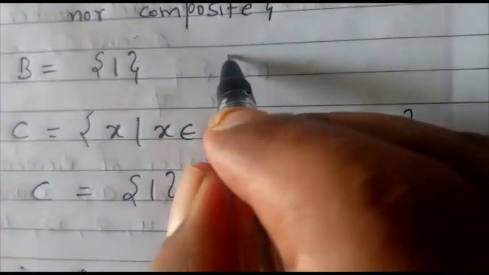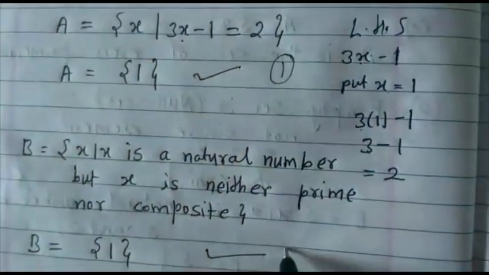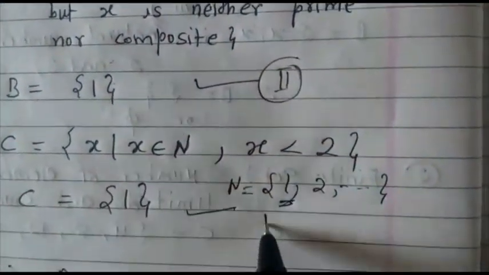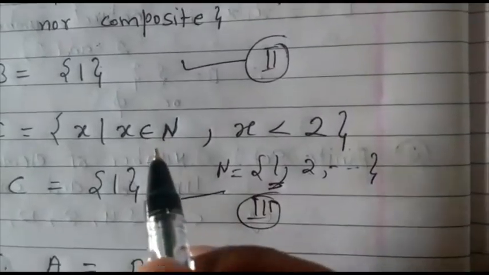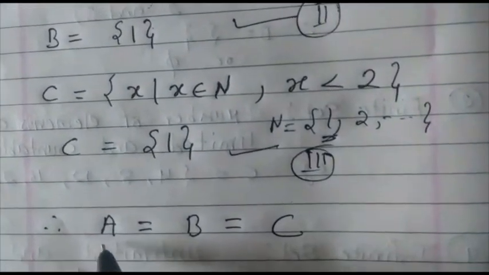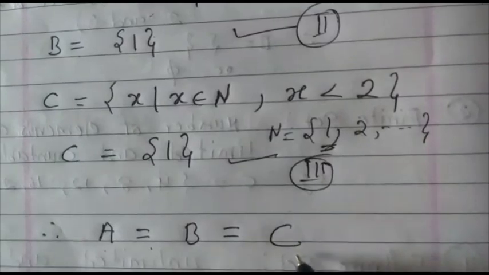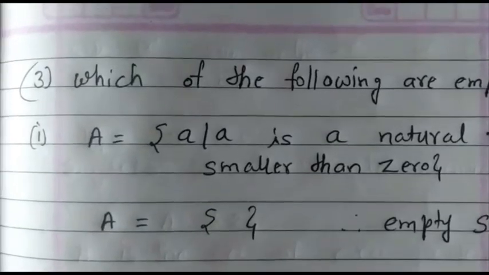So what did we get? Write down: this one is 1, this one is 2 and this one is 3. What are we getting on the right-hand side? Here is 1, here is 1, here is 1. That means set A is equal to set B is equal to set C. Now come to the question.